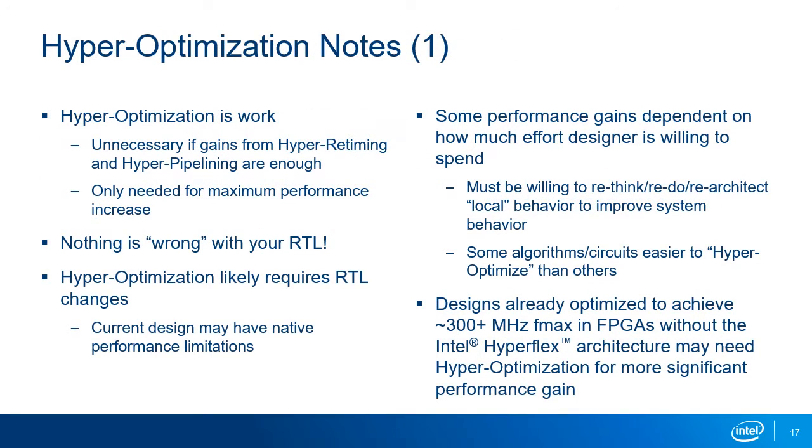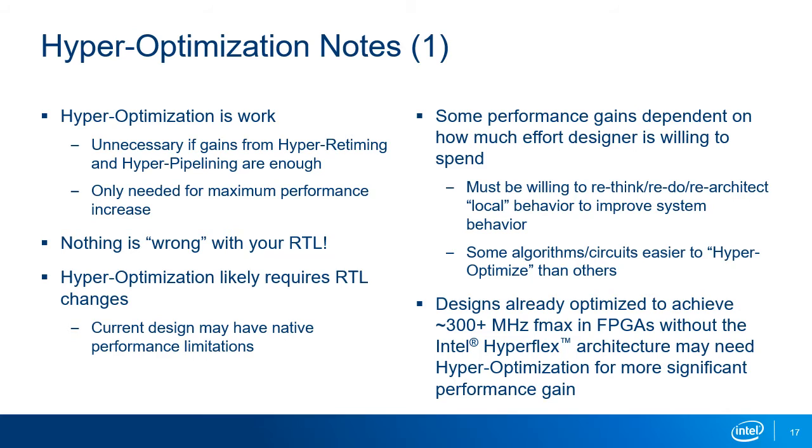Here's some notes on hyperoptimization. Hyperoptimization is work. Hyperoptimization is only necessary if you desire clock rates faster than what is possible with hyper-retiming and hyper-pipelining alone. If you're already happy with the clock speeds of your design from the first two methods, then there really isn't much reason to go down the hyperoptimization path. Also, not all of these performance limitations are the result of bad code. It's just that certain design structures have natural performance limitations to them, and the speeds of the HyperFlex architecture expose them.